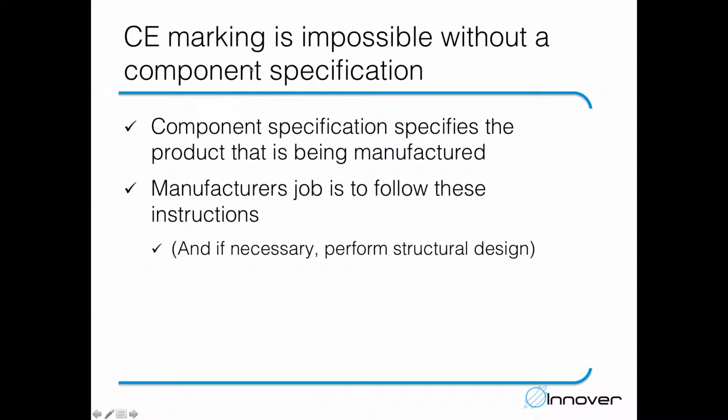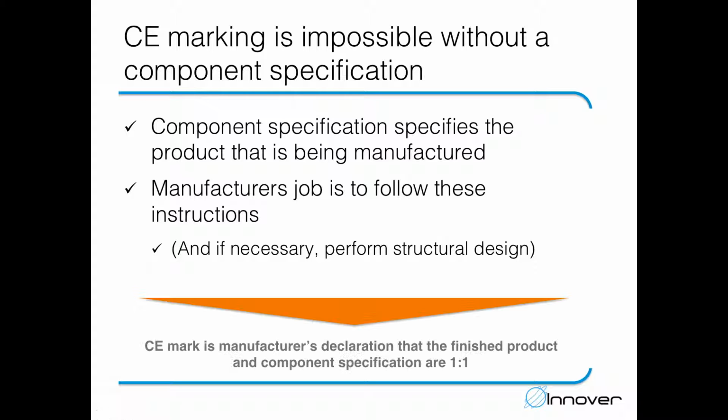And the thing I would like to say here in the beginning, before we go too much into detail of what the essential characteristics are and so on, is that CE marking is basically impossible without a component specification. So if up until now you have been manufacturing steel products without an engineering picture, that's not possible anymore. Because in essence, the CE marking is nothing more than a declaration that the finished product and the component specification are one-to-one. And this is if we forget the structural design or we don't perform any structural design.